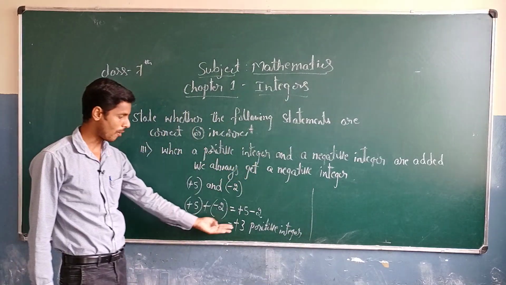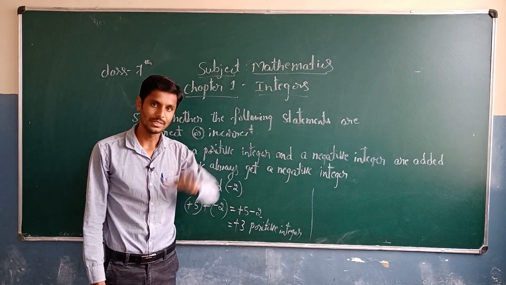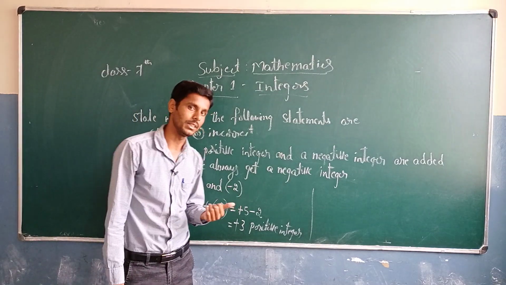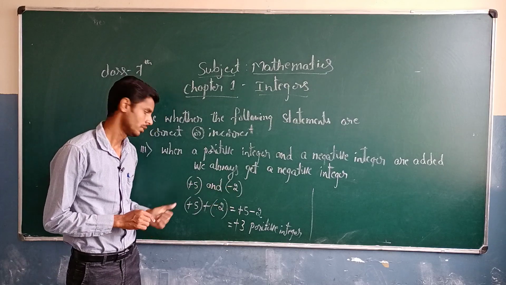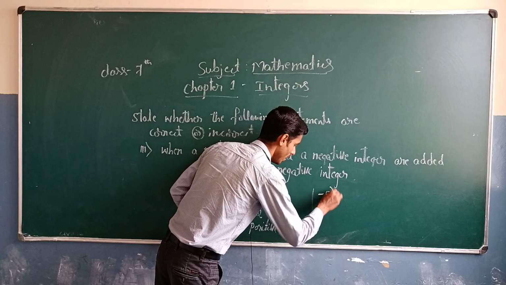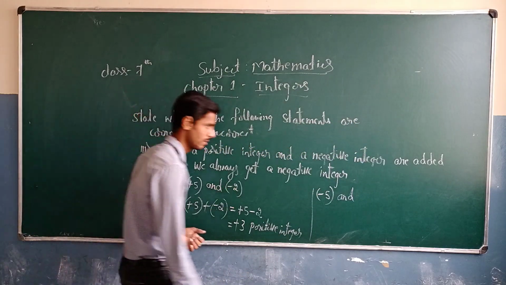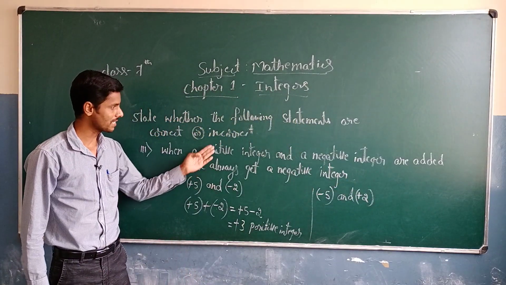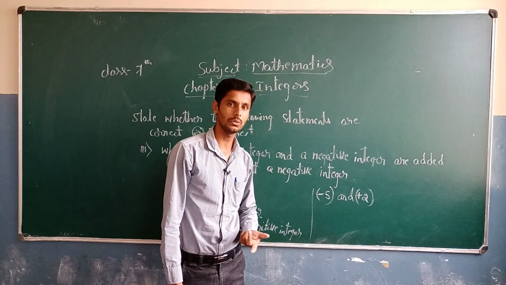Okay? We get a positive integer. In the statement we have given, always we get a negative integer. Let us see one more example here. I will interchange the sign of 5 and 2. I will make plus 5 as minus 5 and minus 2 as plus 2. One positive, another one is negative.